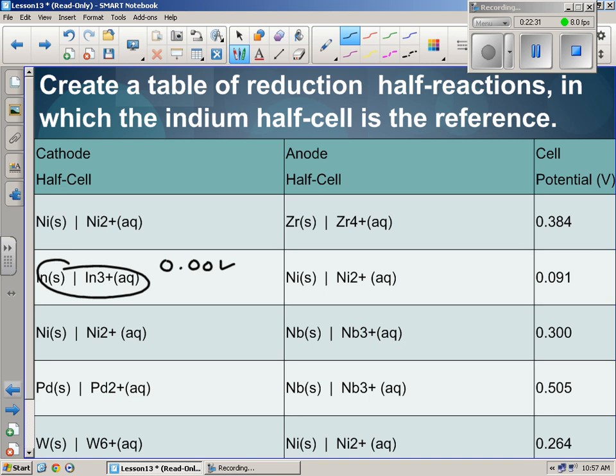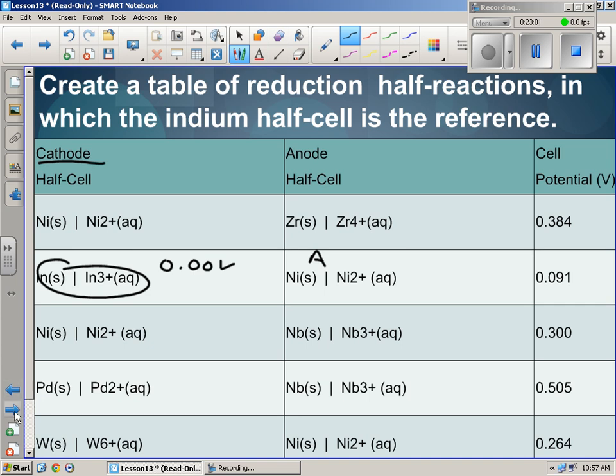So if that's my reference half cell, it happens to be my cathode half cell in this particular equation, this one right here, yes? All right? So if that's my cathode in this case, my question to you is, can I figure out how much this is, my anode, to get my 0.091 volts? Because cathode minus the anode has to give me that, correct? So let's do a little math here.